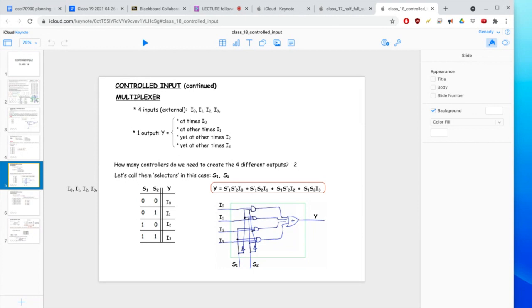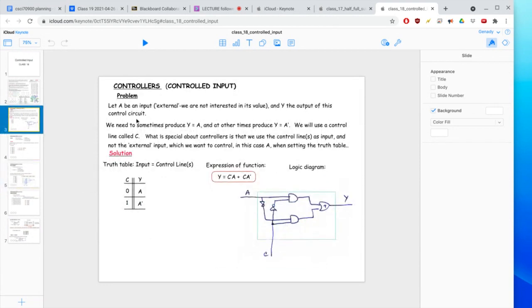But right now, these control inputs situations, they're kind of new. So any questions about them? So real quick again, this is the simplest control input, where you have one input, one output, and you can either pass it through or you can flip it. Y can be equal to A or to the complement of A. That's the simplest control circuit.